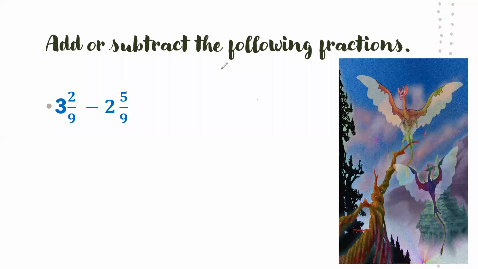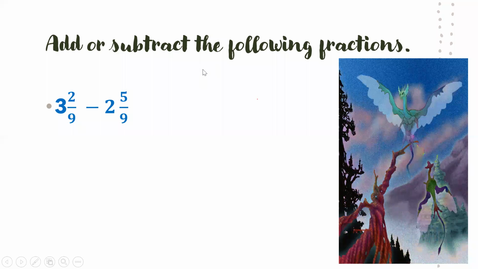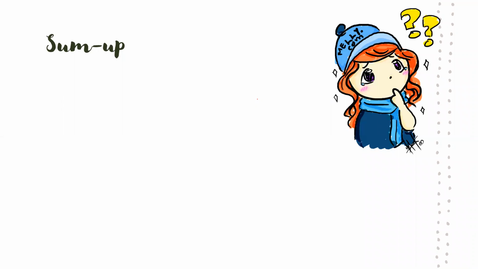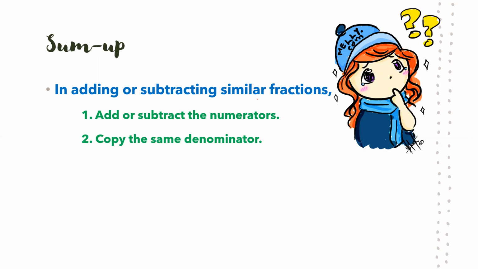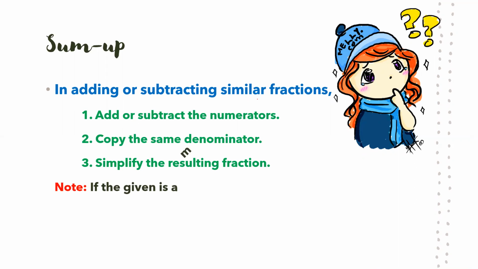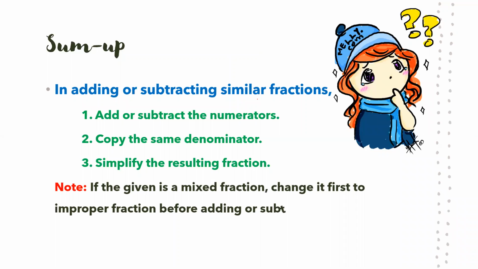Okay. So to sum up our discussion about adding and subtracting similar fractions, here are the steps. Number 1, add or subtract the numerators. Number 2, copy the same denominator. Number 3, simplify the resulting fraction. And take note, if the given is a mixed fraction, change it first to an improper fraction before adding or subtracting.